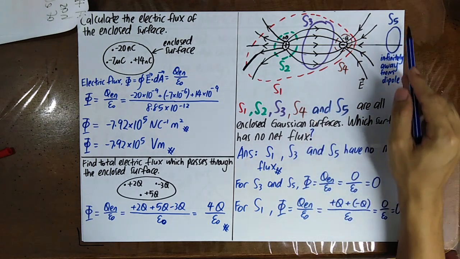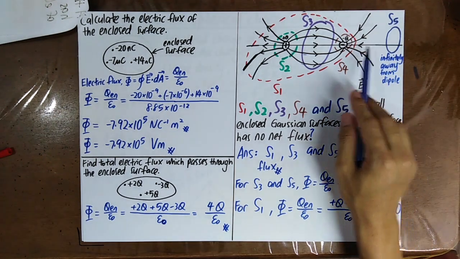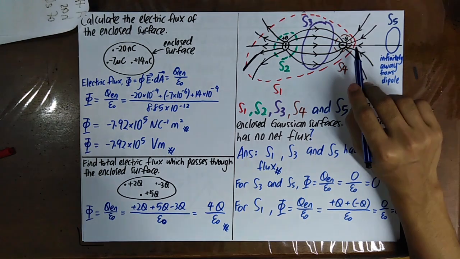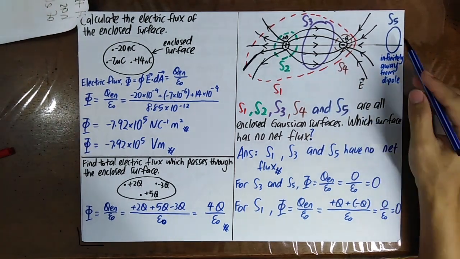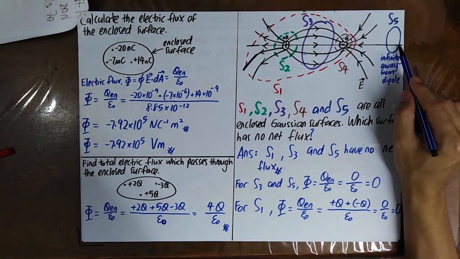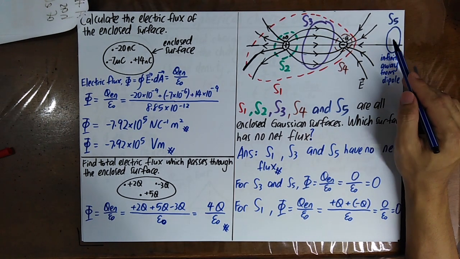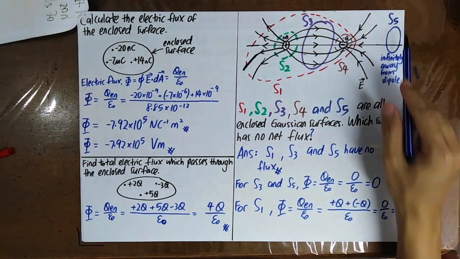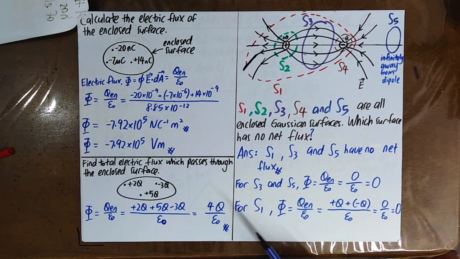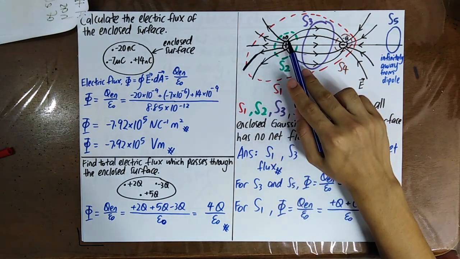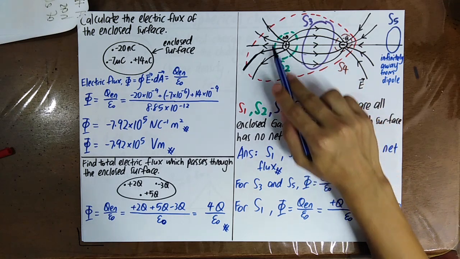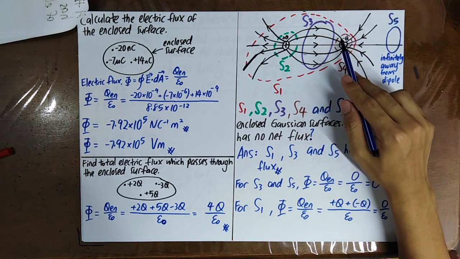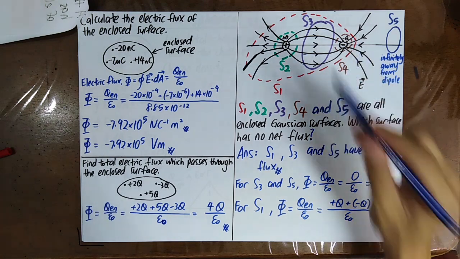Same as here. When the Gaussian surface is infinitely far away from the dipole, actually you can still have some very minor electric field lines passing through it. So for this line, when this comes in, this comes out. So you still have no net flux. So the answer is S1, S3, and S5 have no net flux. Okay? But for S2, at least it has a net electric flux coming out of the surface. For S4, you still have a net flux coming into the enclosed surface.